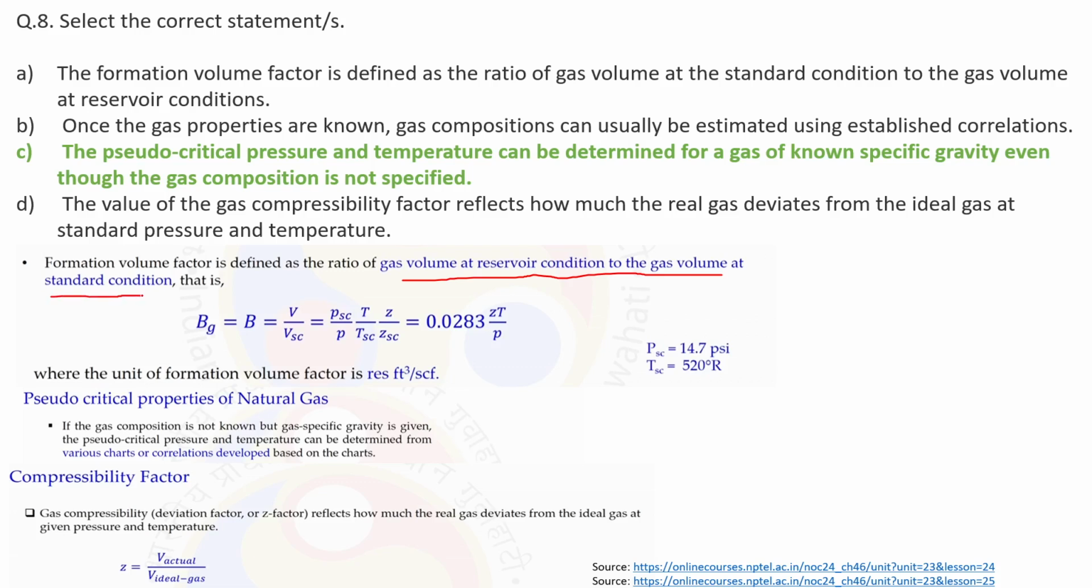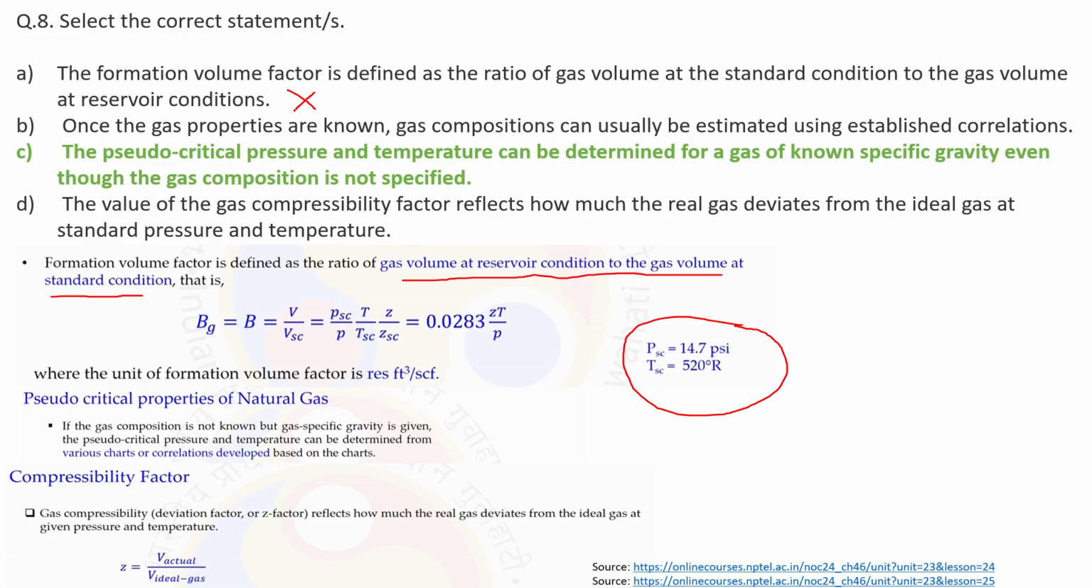So we are comparing the gas volume in reservoir to the gas volume in standard condition, taking the standard pressure as 14.7 psi and temperature as 520 degrees Rankine. But the statement given here says that the formation volume factor is defined as the ratio of gas volume at standard condition to the gas volume at reservoir condition, which is the inverse of the actual definition. So this statement will not be the correct one.